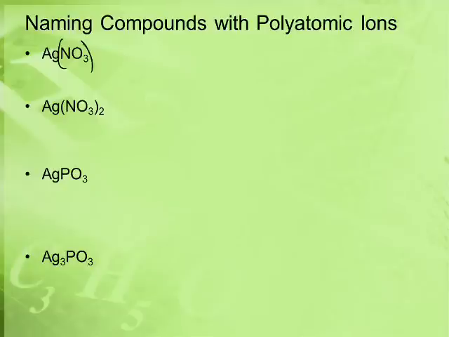Only time you'll have a parenthesis around it, like in a group, is if there is more than 1 of the polyatomic. We have to recognize that this PO3 down here is a polyatomic ion. PO3 is a charge of 3 minus. So silver, if it's just 1 silver there, that must have a charge of 3 plus to balance it out. If it's a 3 plus, it's silver 3 phosphate.